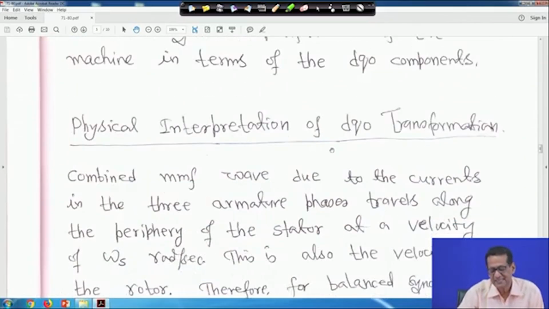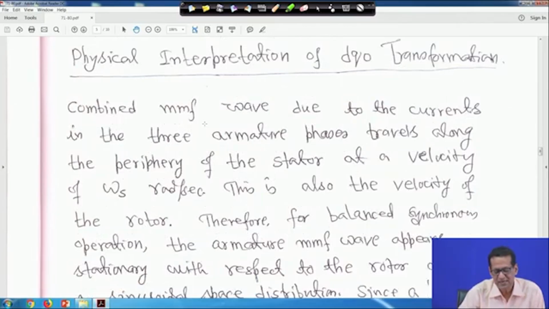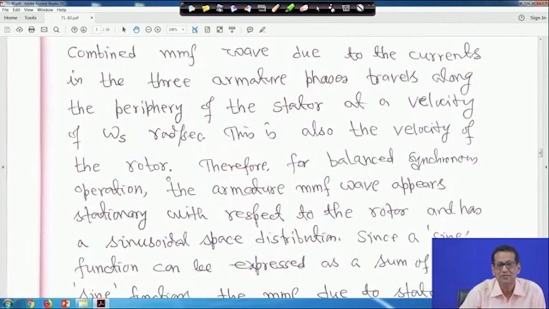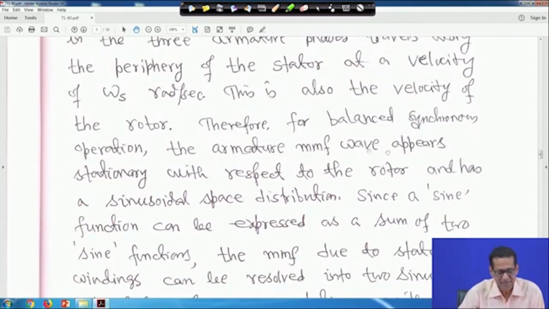Now, the physical interpretation of the dq0 transformation, why we do so. The combined MMF wave due to the currents in the three armature phases travels along the periphery of the stator at a velocity of omega s radians per second. This is also the velocity of the rotor, because the rotor is at synchronous speed. Therefore, for balanced synchronous operation, the armature MMF wave appears stationary with respect to the rotor and has a sinusoidal space distribution. This also we have discussed before, right.